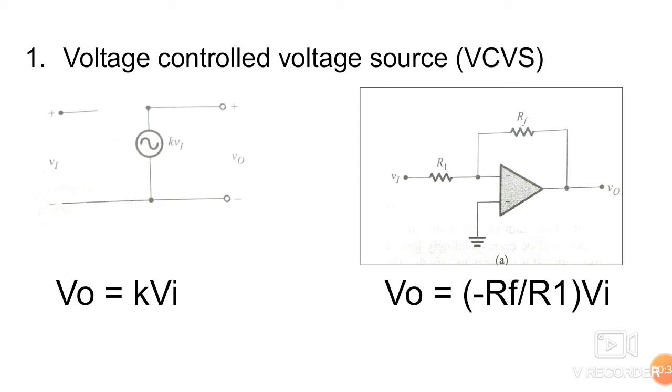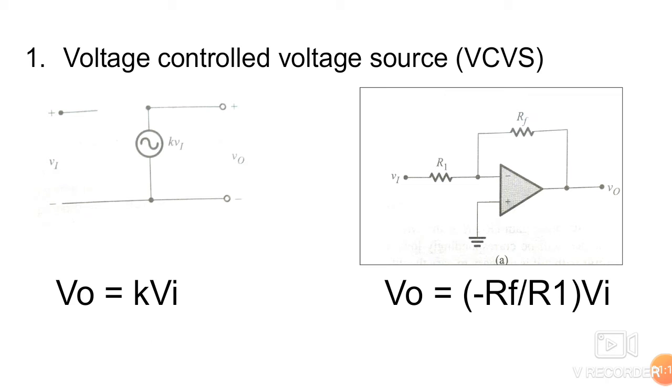The circuit diagram is shown here, and the schematic diagram is shown here. So this is the schematic diagram of the voltage controlled voltage source. In this case, the output voltage V0 is proportional to Vi, the input voltage. So this is a voltage source K times V1, where K is some constant. V output is equal to K times V1.